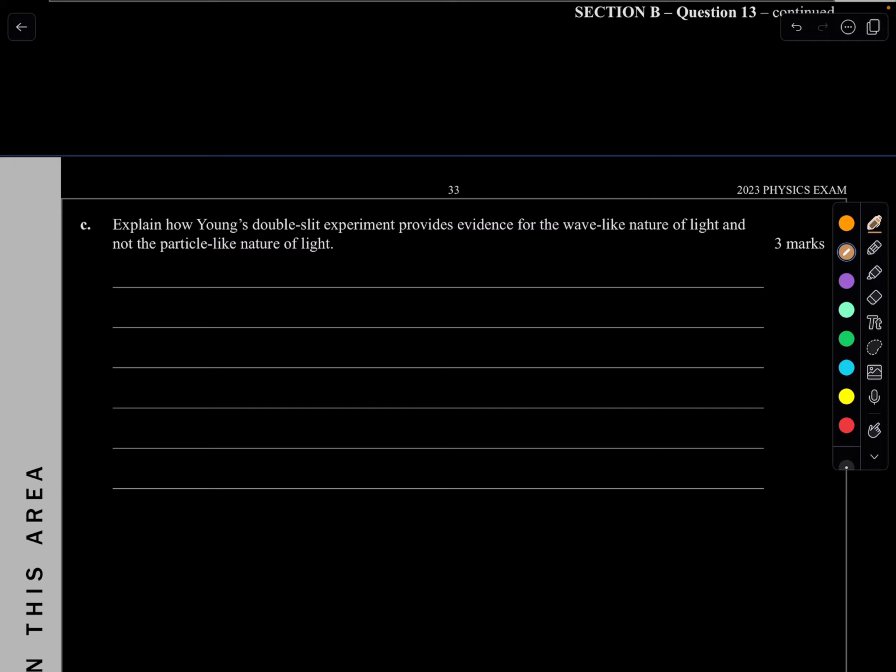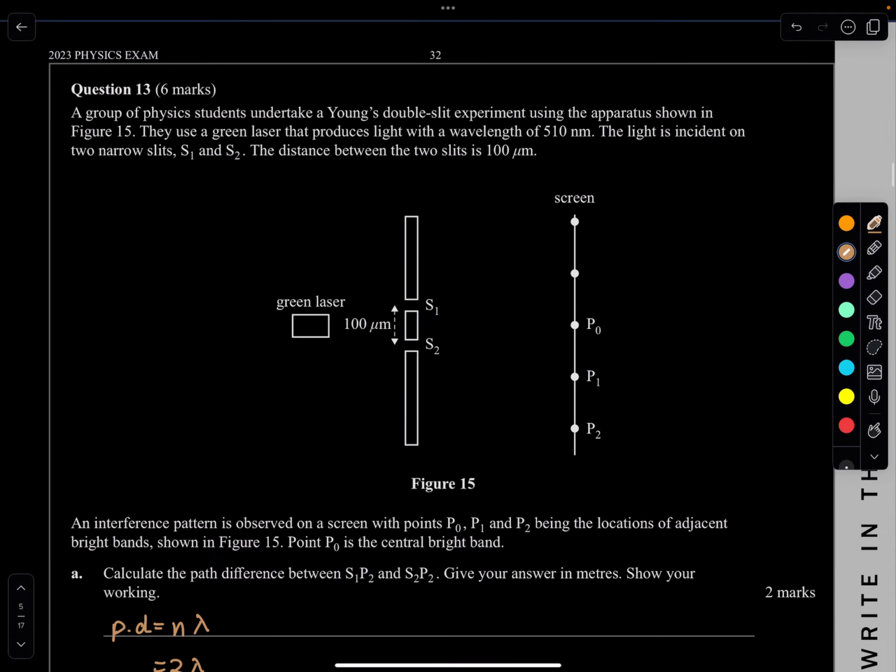It's very easy in terms of the wave-like nature. We can see that bright bands and dark bands are produced, so Young's double slit experiment demonstrates interference. Remember, interference is a wave phenomenon, and hence the wave model supports it. That's how you get those two marks, because it supports the wave model.